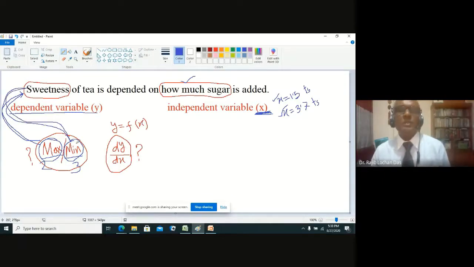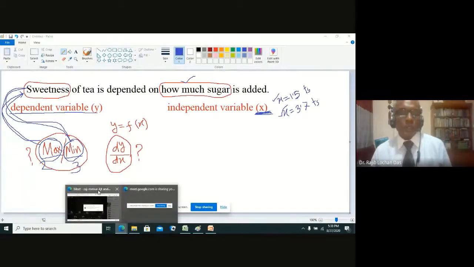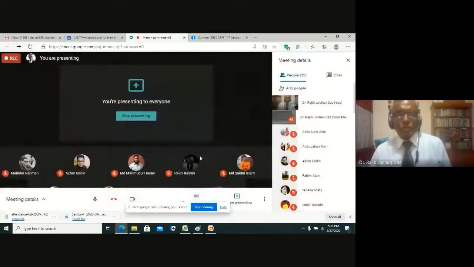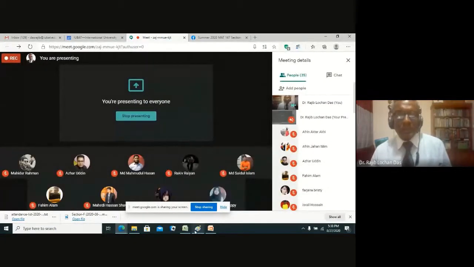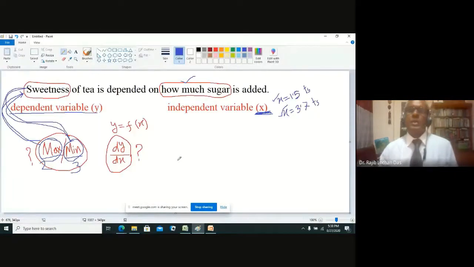So maxima minima is not about your independent variable. Be careful. Maxima minima is not the x value. This is always the y value, that is the dependent variable. So it should be a clear concept for everyone in my class. Maybe you are not a very good student, but everyone should have a clear concept on this.